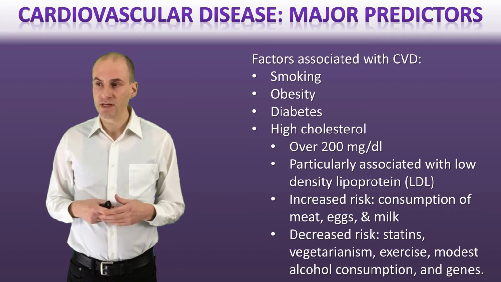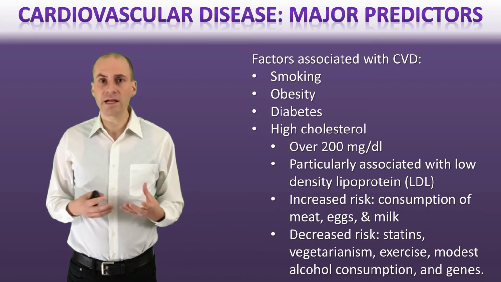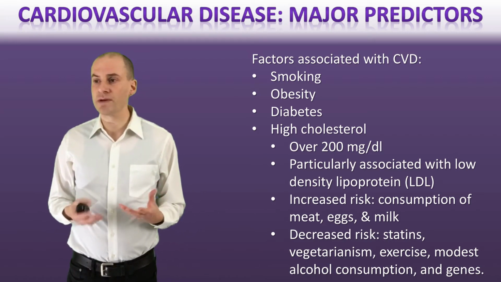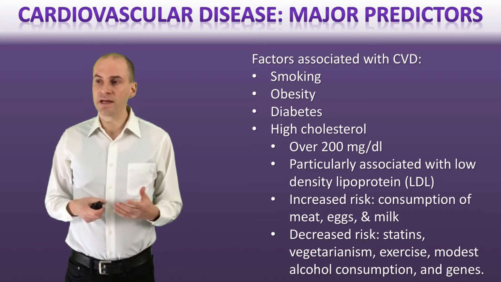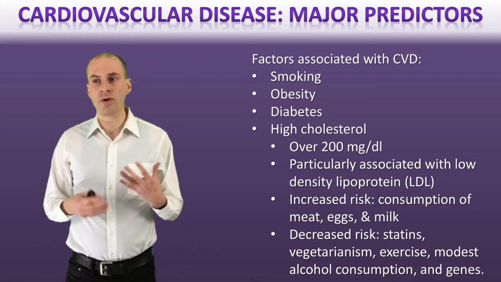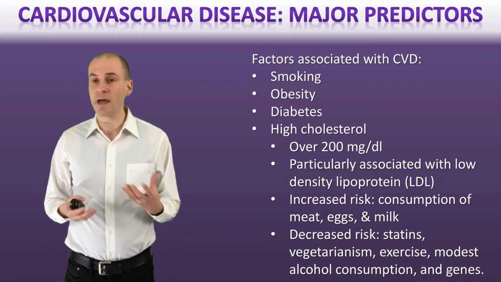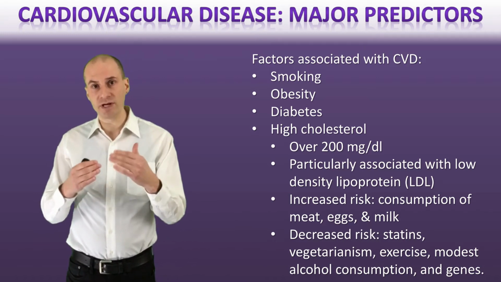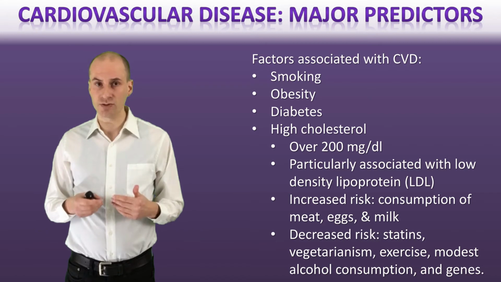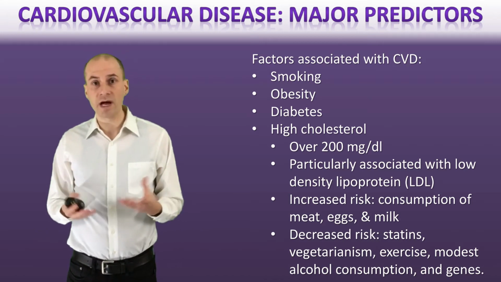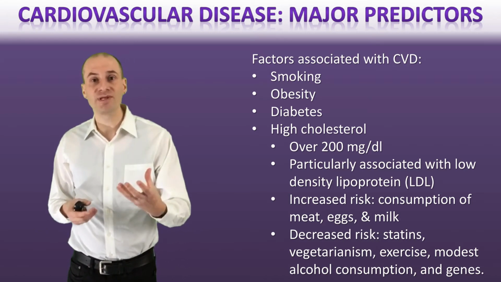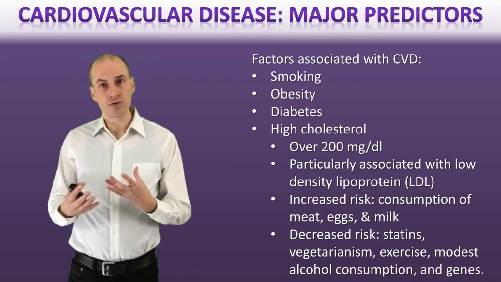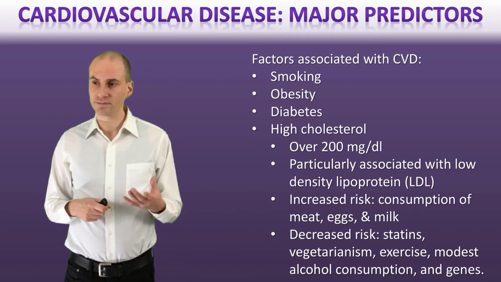So high cholesterol is defined as over 200 milligrams per deciliter. And it's particularly associated with what we call low density lipoproteins, LDL. So that's a number that's the major predictor if you look at the different types of cholesterol. There's another kind called HDL, which actually decreases your risk for heart disease. So you'll see that there's actually a balance there.